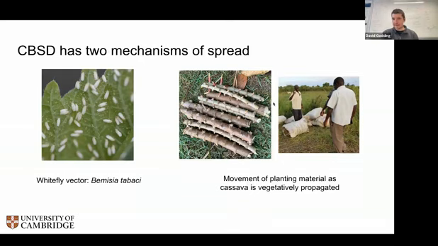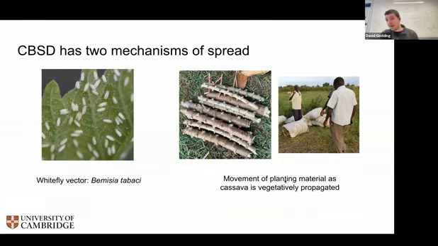The other mechanism is through cutting transmission. Cassava is vegetatively propagated. What that means is when you get to the end of a planting season, you chop down your plants and you chop the stems up into small pieces like this, and you then replant them in the next season. So if you had a virus in the last season, you still have it in the next season, right? Unlike seed planting, where you hit the reset button, this persists.